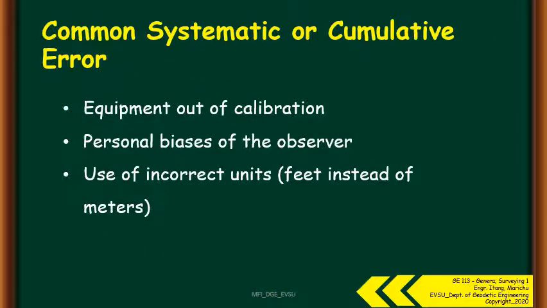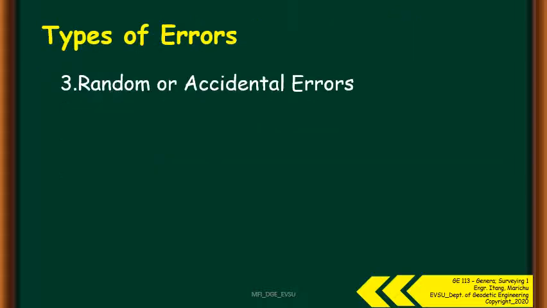So, these are common systematic or cumulative errors. So, equipment out of calibration. So, pwede yung mga tape natin, yung mga mismong total station, pag out of calibration. Personal biases of the observer and use of incorrect units. So, it will lead to a systematic or cumulative error. So, the third type of error, we have the random or the accidental error. So, this is associated with the skill and vigilance of the surveyor. So, this is known as the accidental. So, introduced to each measurement mainly because no human being can perform the survey perfectly.